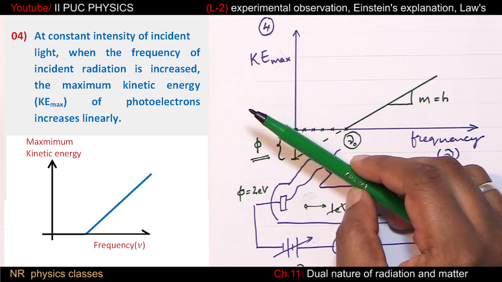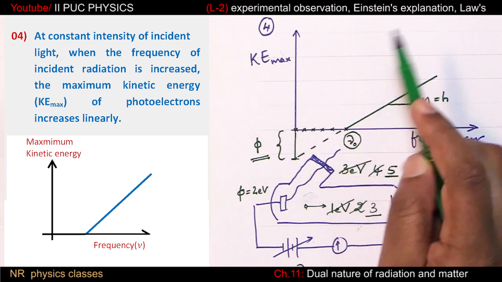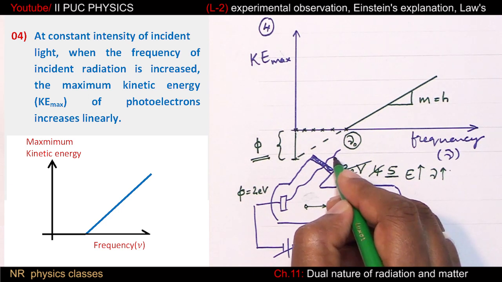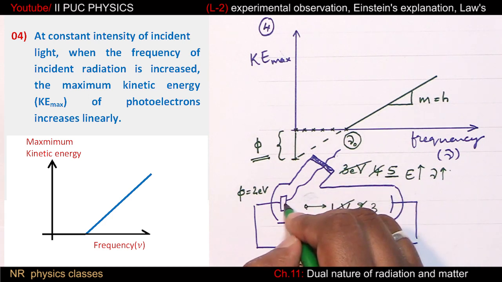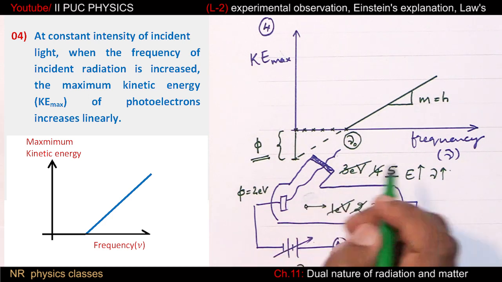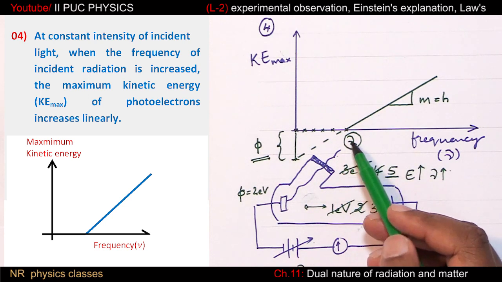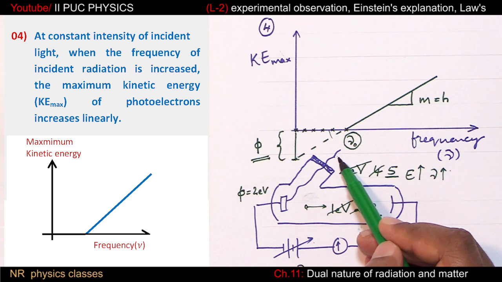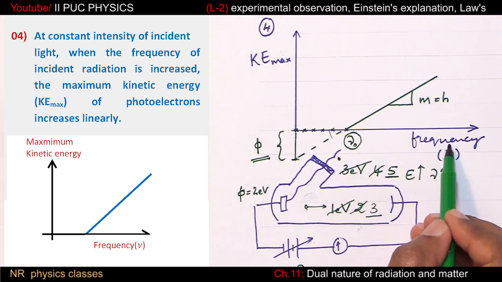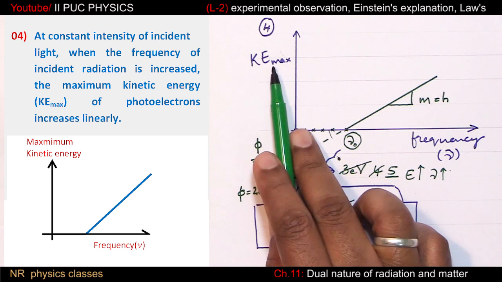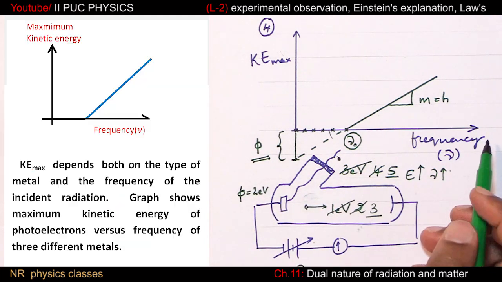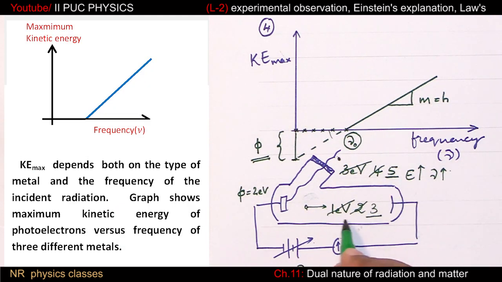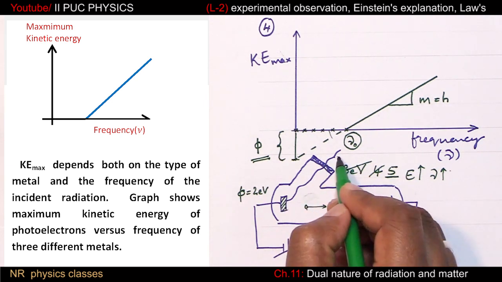At constant intensity of incident light means you have to keep intensity constant, meaning you have to keep number of photons incident on the photocathode constant. At constant intensity of incident radiation, when frequency of incident radiation increases, maximum kinetic energy also increases linearly. Observe the graph. This kinetic energy depends on both material as well as energy of incident radiation.